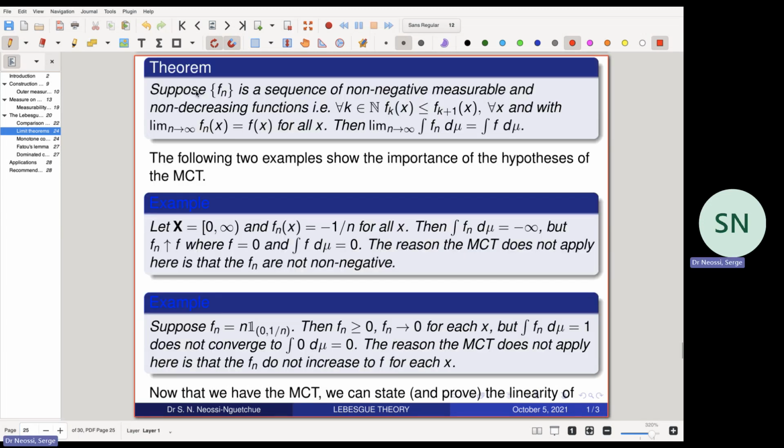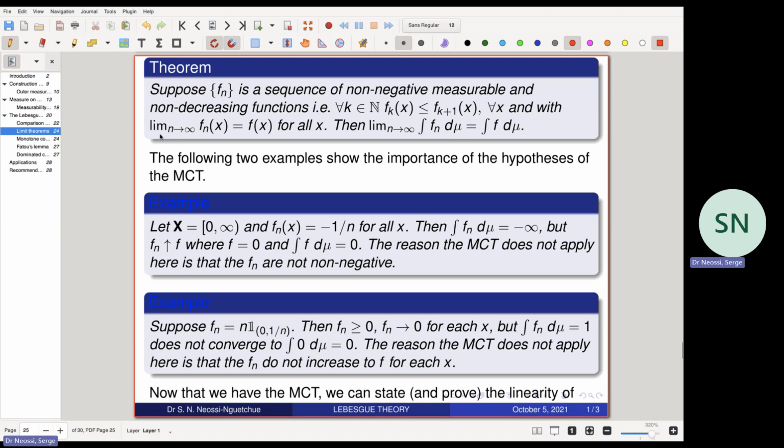So the first theorem states that if fn is a sequence of non-negative measurable and non-decreasing functions, non-decreasing means that the sequence fk satisfies, for any k in N, f sub k of x is less than or equal to f sub k plus 1 of x. So actually it's increasing. Non-decreasing means increasing function. So this is true for any x.